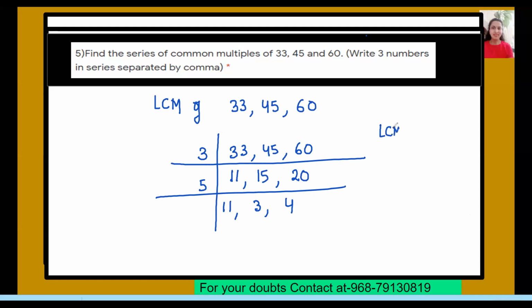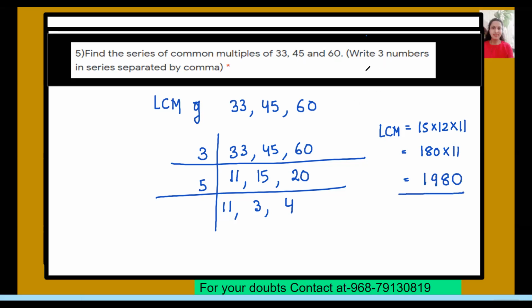So just multiply. 15 into 12 into 11. So this gives you 180 into 11. That gives you 1980. So this is the LCM.